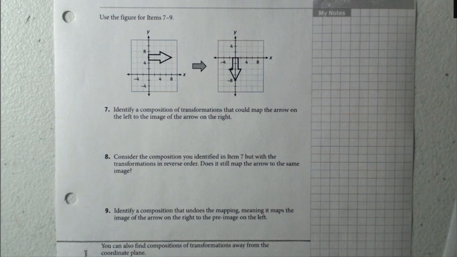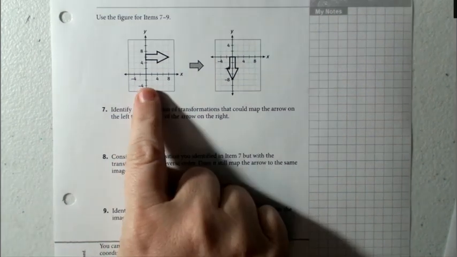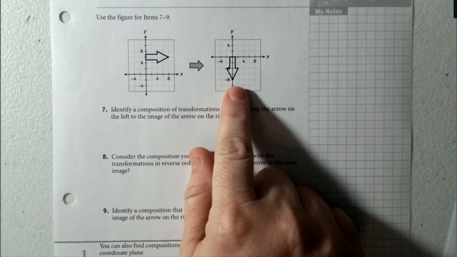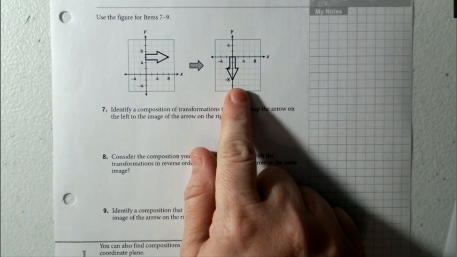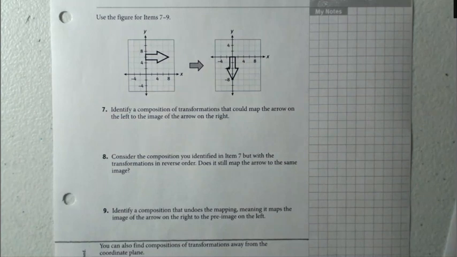Section 5 covers questions 7 through 9. Let's take a look. It says use the figure for items 7 through 9. And it looks like we start with an arrow. They do some type of series of transformations and get a different arrow. Number 7 says identify a composition of transformations that could map the arrow on the left to the image of the arrow on the right.